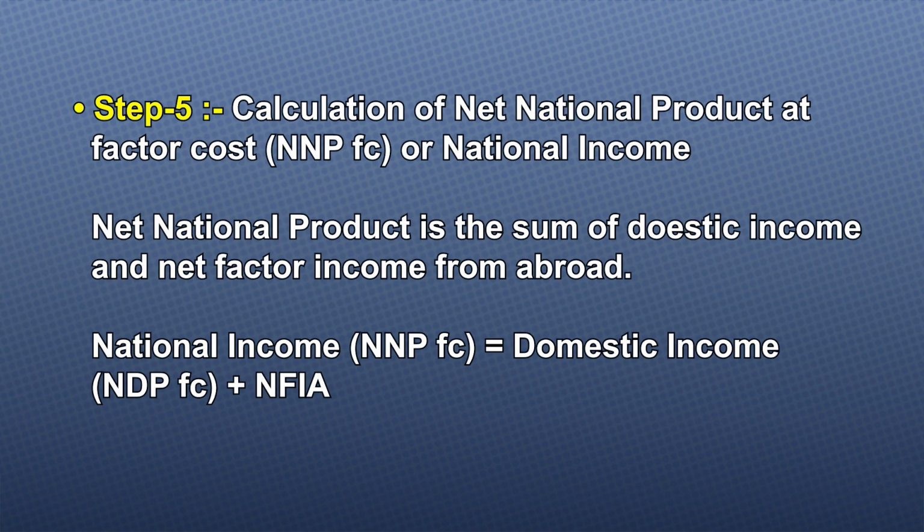Step 5: calculation of national income at factor cost, NNPFC, or national income. As we know that net national product is the sum of domestic income and net factor income from abroad. National income NNPFC is equal to domestic income NDPFC plus NFIA. So, by following these steps, we can find the value of domestic income as well as national income.